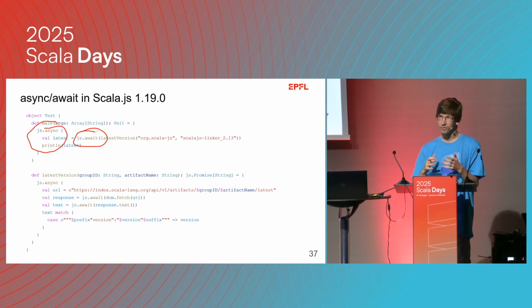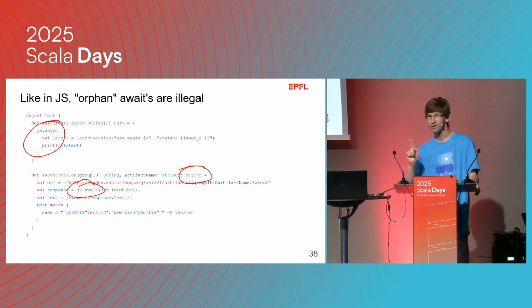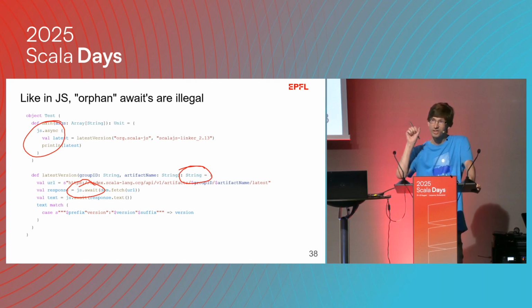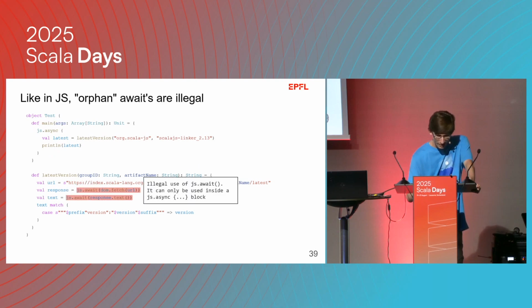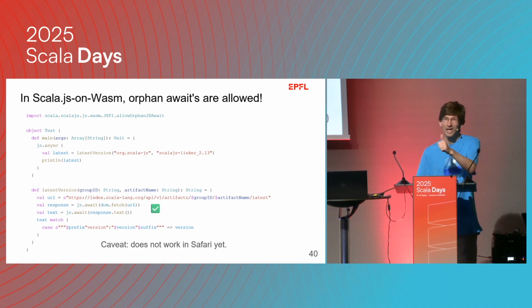You can do an async/await block, but the await has to be inside the async, right? If you try to put the await here, return a string here, and have only a JS async here, that's no, right? The compiler tells you that you cannot put the await outside the scope of the JS async, including inside the higher-order function, right? But in Scala.js WASM today, you can.